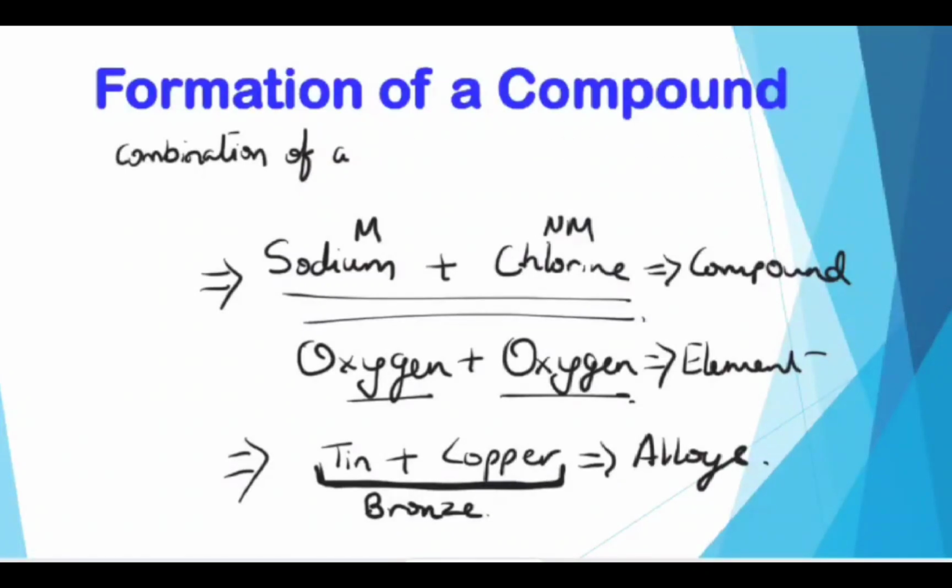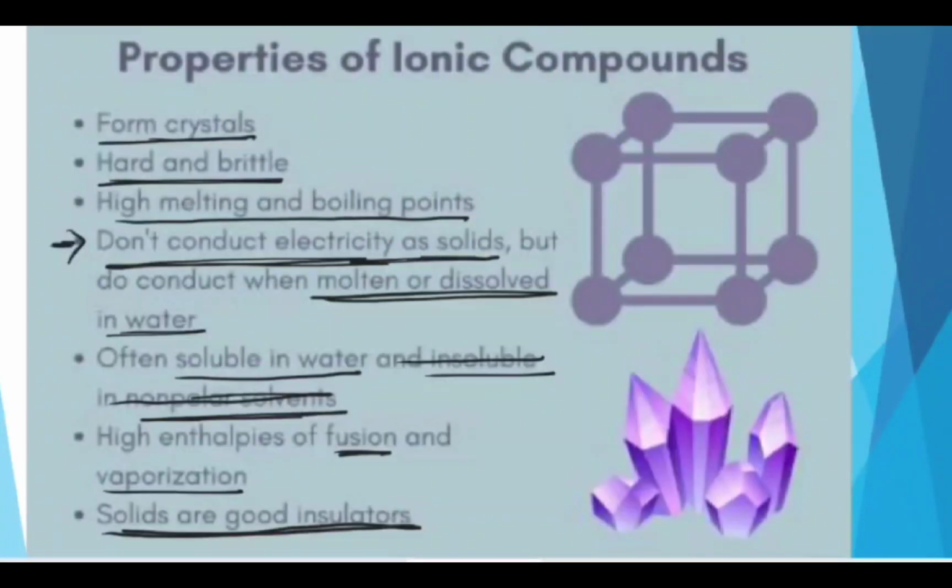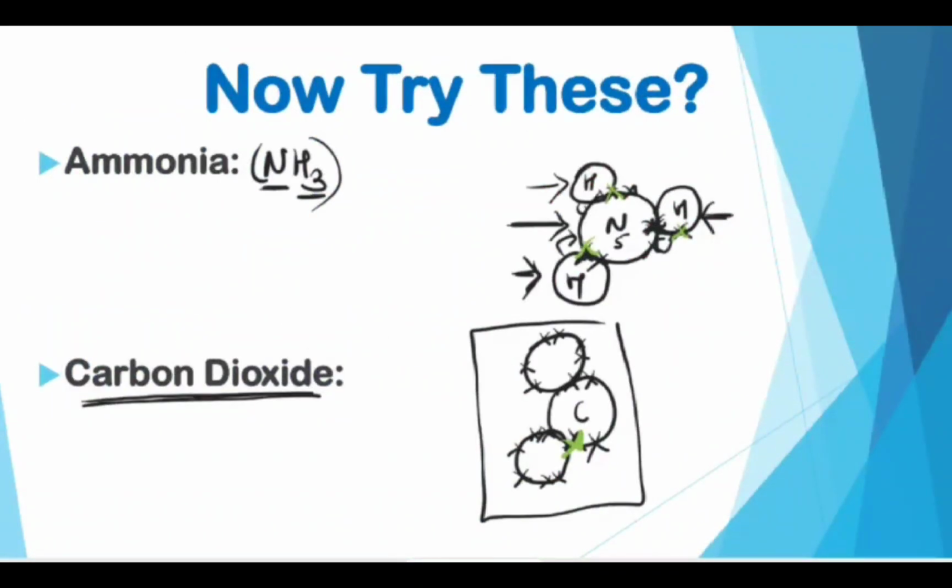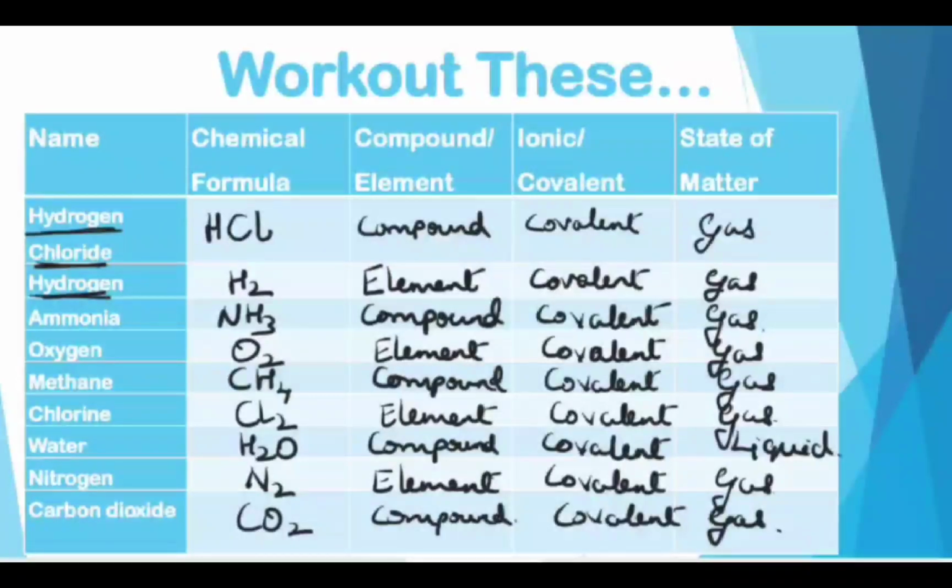So I'll just change this. A compound is a combination of different types of atoms. Doesn't matter if it is a metal-metal bond or a metal non-metal bond or a non-metal non-metal bond. Okay? Sorry, children. Hope this table is good to go.